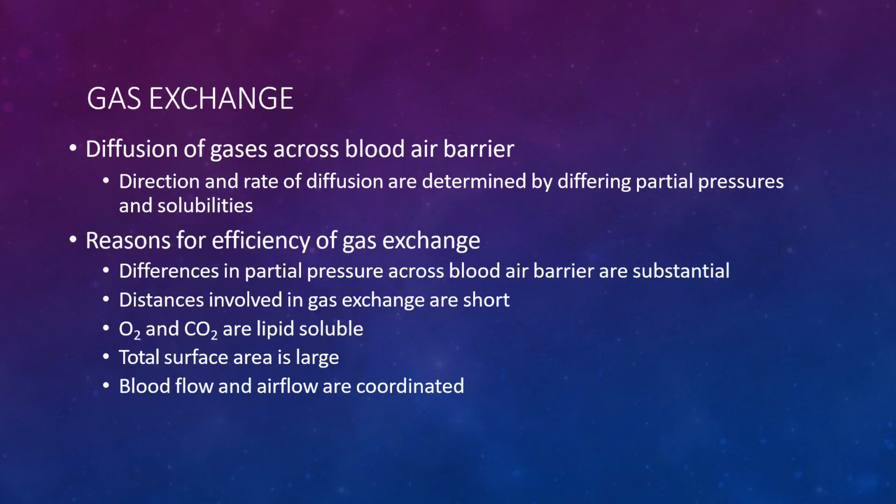Finally, diffusion of gases across the blood-air barrier. Direction and rate of diffusion are determined by differing partial pressures and solubilities. Reasons for efficiency of gas exchange: differences in partial pressure across the blood-air barrier are substantial. Distances involved in gas exchange are short. Oxygen and carbon dioxide are lipid soluble. The total surface area is large. Blood flow and airflow are coordinated.